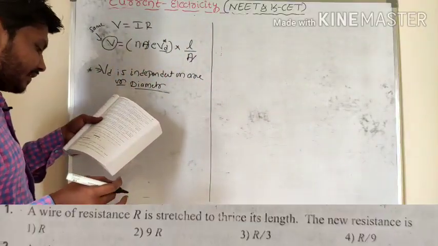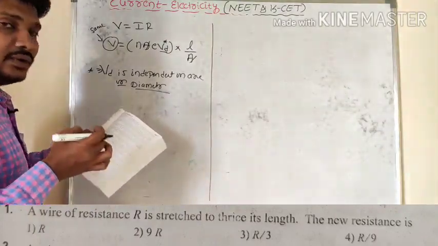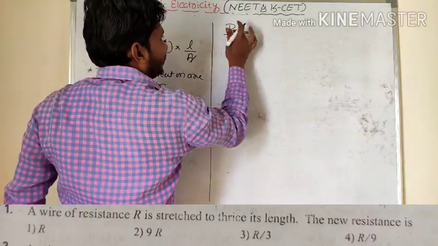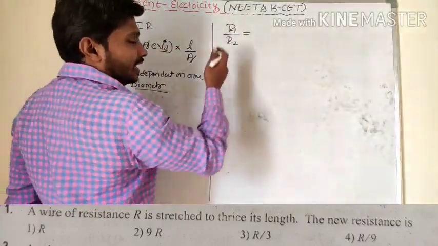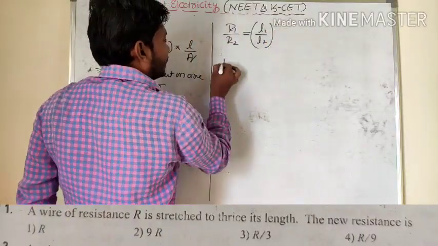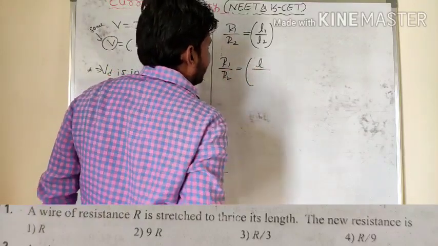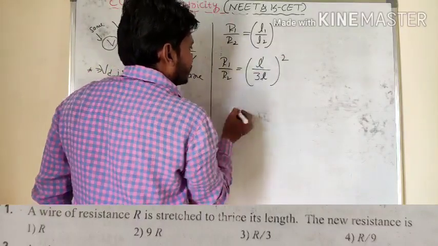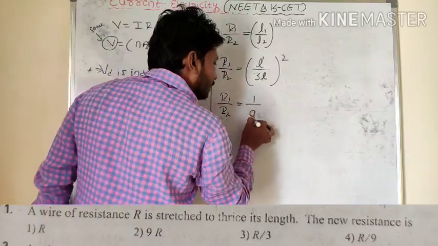A wire of resistance R is stretched to thrice its original length. Then what is the new resistance? Let the new resistance be R dash. R1 by R2 is equal to, for constant volume, the relation between length and resistance is (L1 by L2) whole square. So R1 by R2 is equal to L by 3L whole square, the L term gets cancelled out, and R1 by R2 is equal to 1 by 9.